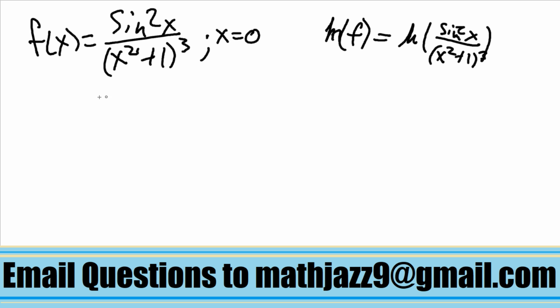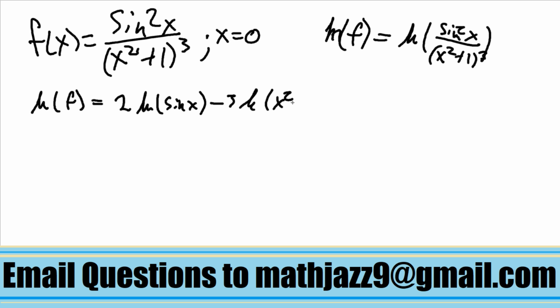I'm going to simplify this as the natural log of f equals, my power 2 comes down in front as a coefficient, 2 ln sine x, and then everything in the denominator is a negative because division inside a log is subtraction outside a log. And this 3 gets to come down as my coefficient for the negative term, 3 ln of x squared plus 1. So far, so good.